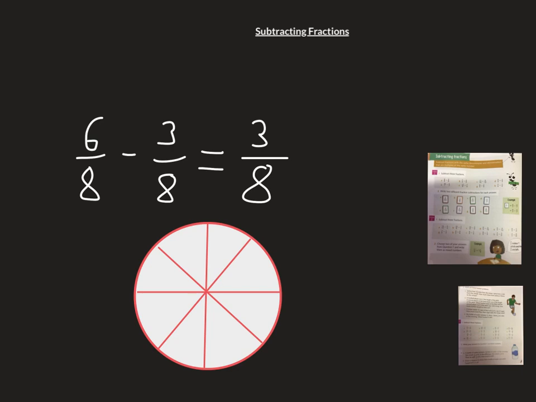An easy way to remember this is to think about pizza. So here we have a pizza which has been cut into 8 slices. Now some of it's already been eaten, so there are 6 slices left. 1, 2, 3, 4, 5, 6. Now if you were to eat 3 of those slices, so we take those away, 1, 2, 3, you're left with 3 slices, or 3 out of 8, 3/8. So it helps you to visualise the sum to help you work it out.